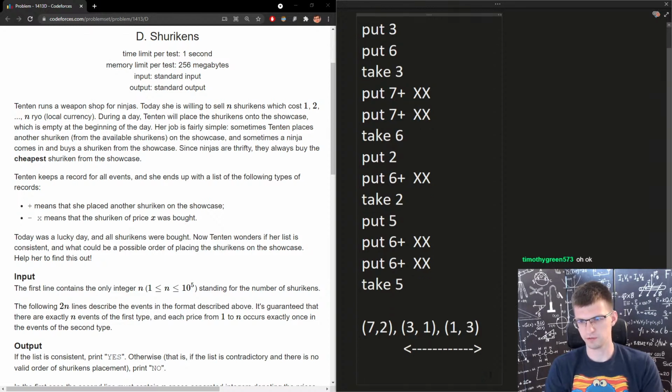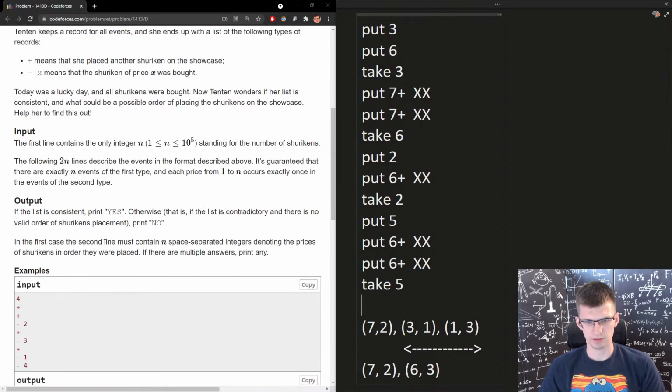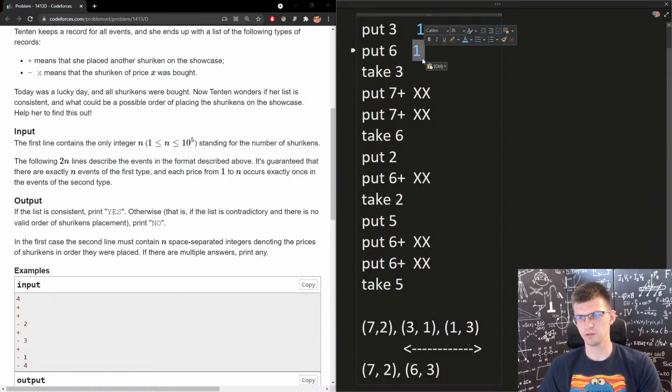And now this new thing will be (7, 2), (6, 3). Alright, and we also need to reconstruct, but I always grab the last index, so other than this I will keep indices. What's the output format? Prices of shurikens in order they were placed. Okay, so every put, yes, every put will get an index. Like this is index 1, let's mark it with some different color. This is 2, 3, and so on.